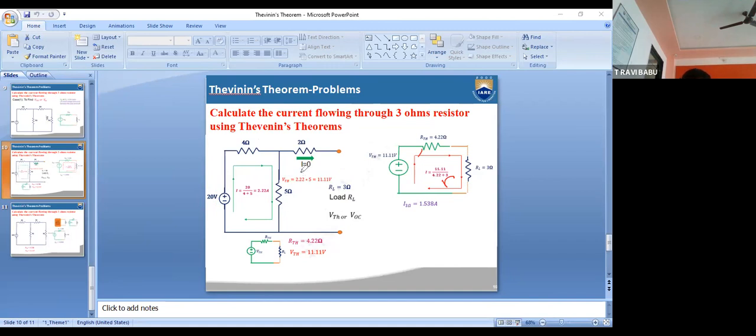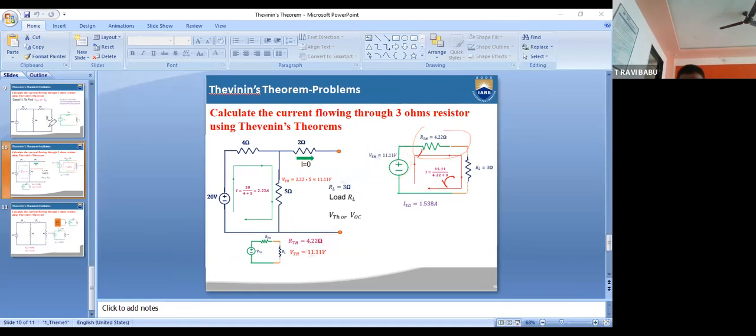So the 2.24 current is multiplied with 5 ohms. We are getting the voltage across this resistor. That is nothing but VTH, the open circuit voltage. After that, the Thevenin theorem equivalent circuit diagram is this: VTH is going to be connected with the RTH.